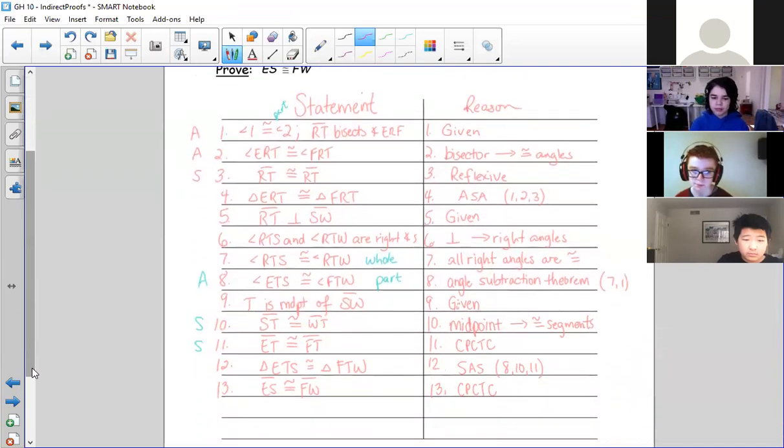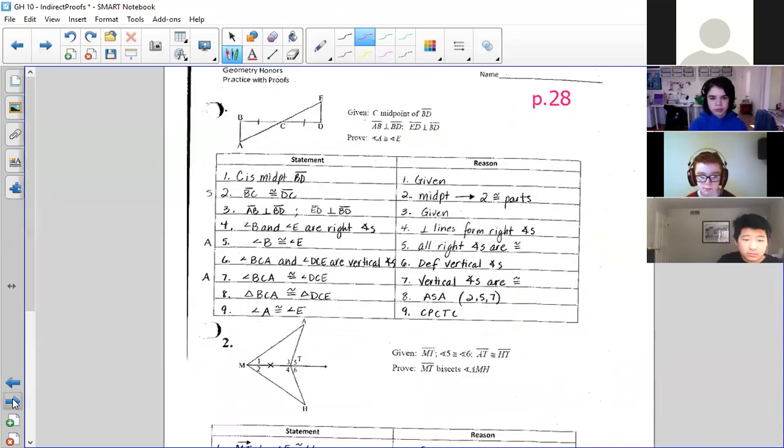Okay. And then we had 28. So that one wasn't bad, I don't think. We had midpoint and perpendicular, so we had right angles, vertical angles, and then we got the triangles by angle side angle and corresponding parts, so congruent triangles, I think.